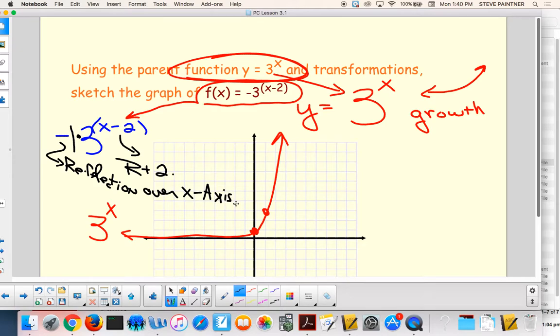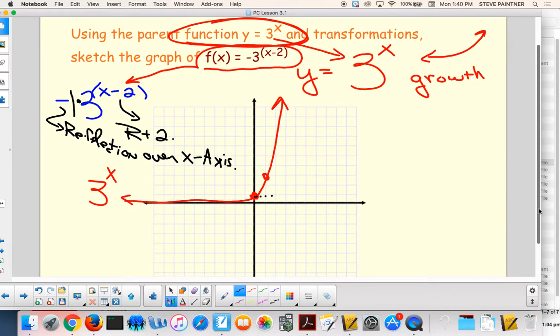Okay, so if that's what it is, let's just do it one at a time. Right 2, reflect over x-axis. So where am I going to go? Right 2. Now I'm up 1. Now when I reflect it, I'm down 1, right here. Move right 2, I'm up 3. Now I reflect it, I'm down 3. Do you see this graph going up forever? Guess what yours is going to do? It's going to go down forever.